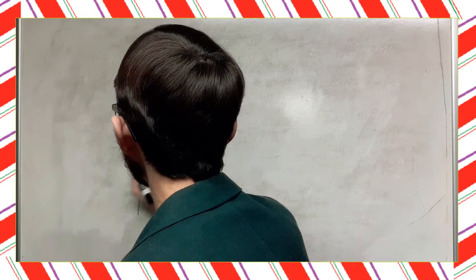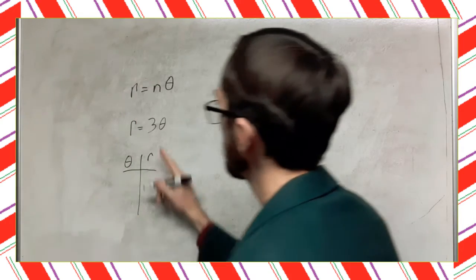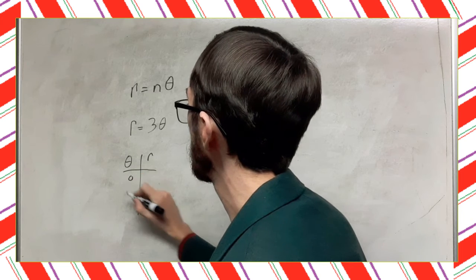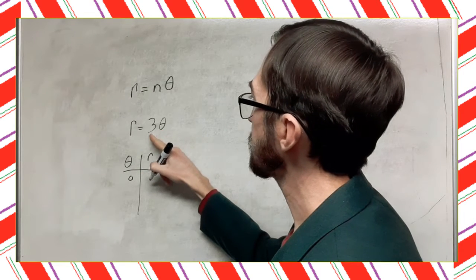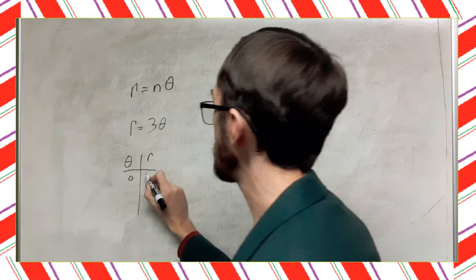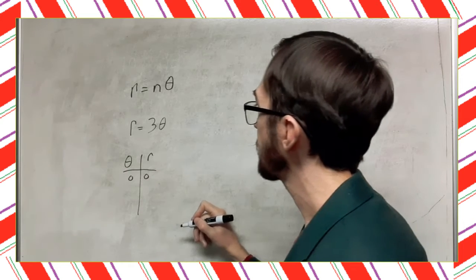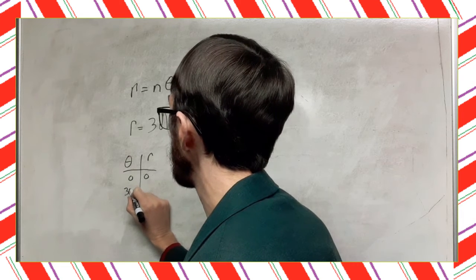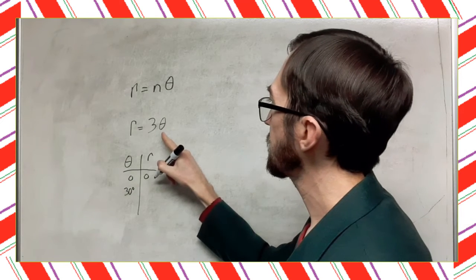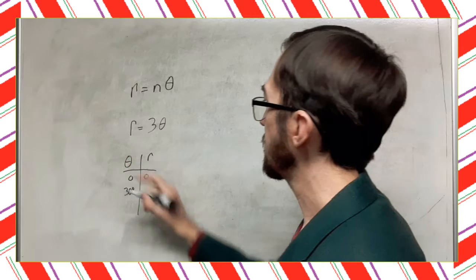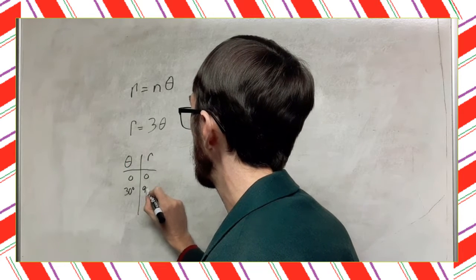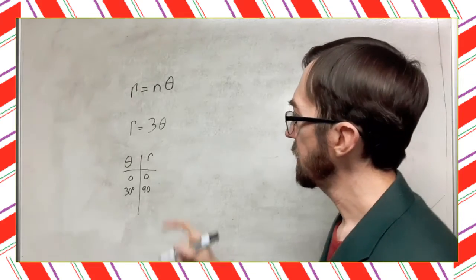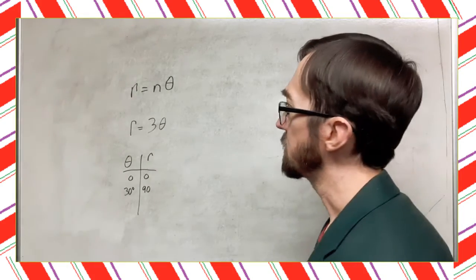I can set up a table of values here. If I choose 0 for my angle here, then 0 times 3 is 0, so the radius is going to be 0. I can put 30 degrees into here, and if I put 30 degrees into here, I will end up with 90 as my radius. And then I can continue on for some values.